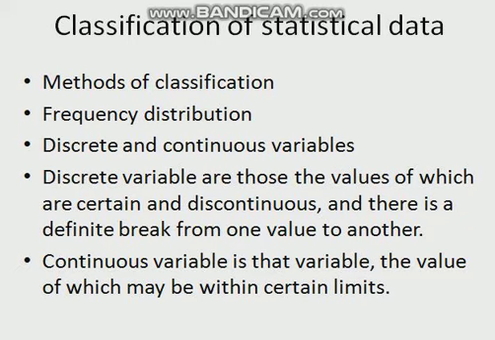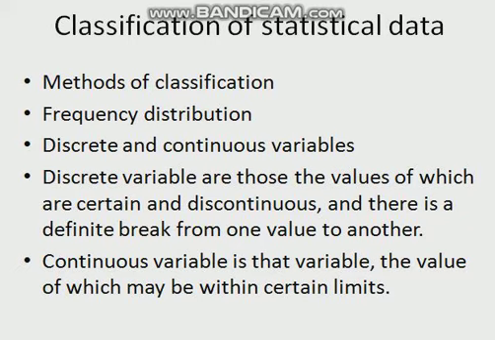Then we come to another point, that is class limit. The two values which determine the limits of a group are called class limits. The first value or lower value is called the lower limit, whereas the second value or higher value is called the upper limit. Lower limit is expressed by the symbol small l1 and the upper limit by the symbol small l2. Suppose we take the example 10 to 20, then in this example 10 is the lower limit and 20 is the upper limit.